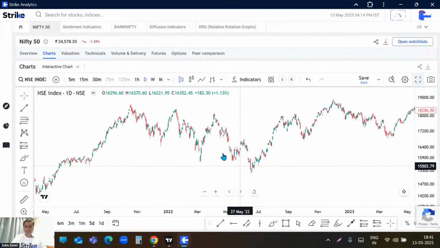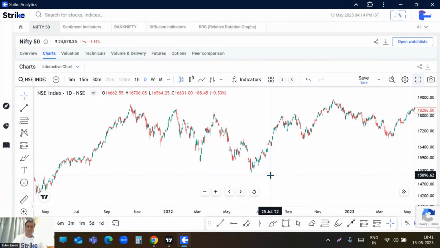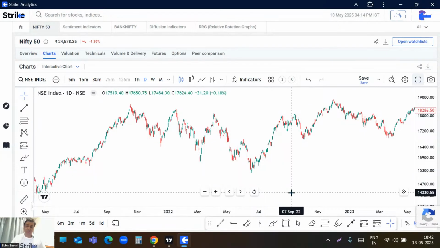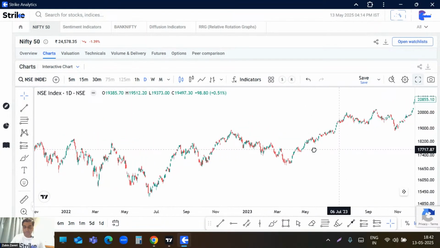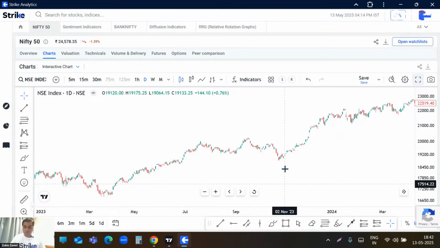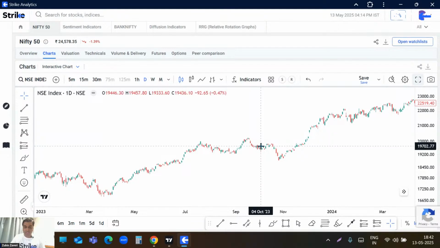Whatever kind of situation it is, and not only Russia Ukraine, there is another war that we also know about, Israel attacking Gaza on 7th of October 2023. So this is November, October. Yeah, somewhere over here, 7th of October. Again, the market did not do much.